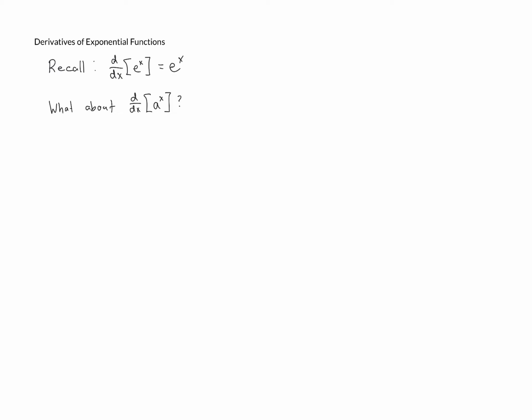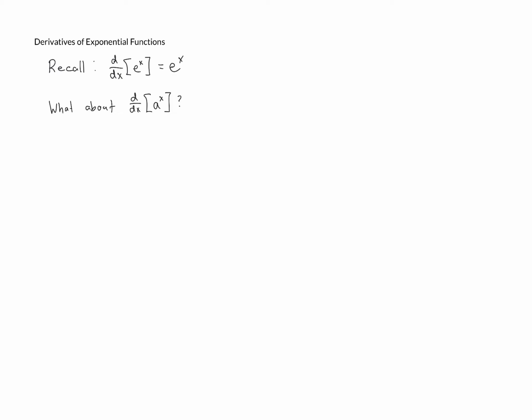We don't have a formula for that yet, but now that we know the chain rule, we can derive a formula for that. So I'm going to show you how this formula is derived, where it comes from. We're going to make it from scratch. And then once we have a formula, we're not going to have to do this derivation again. We're just going to use the formula moving forward.